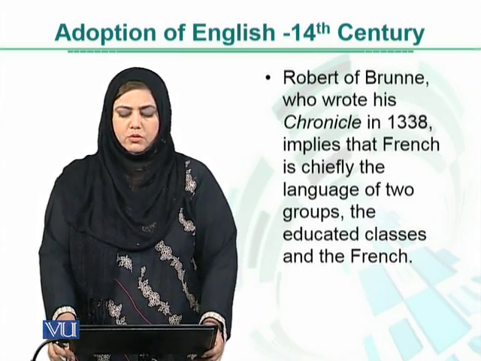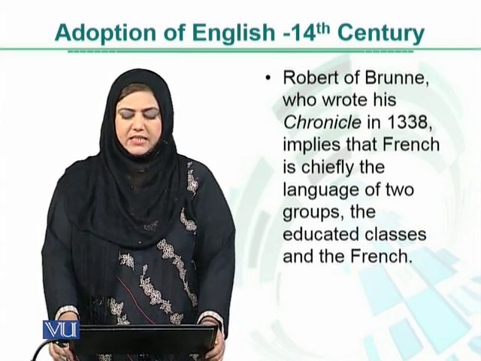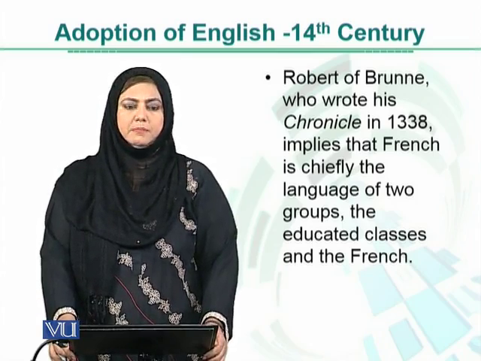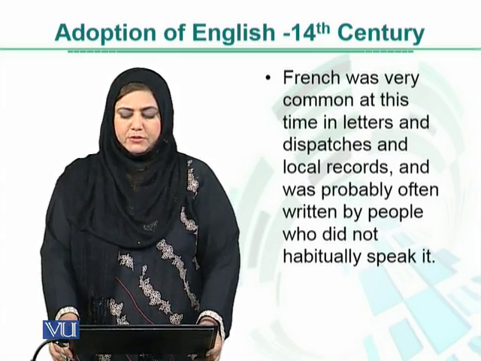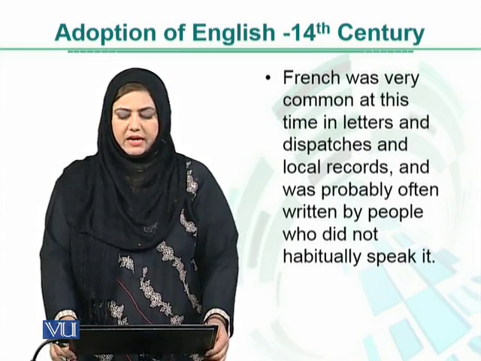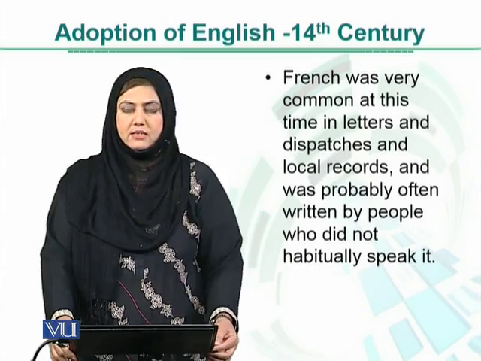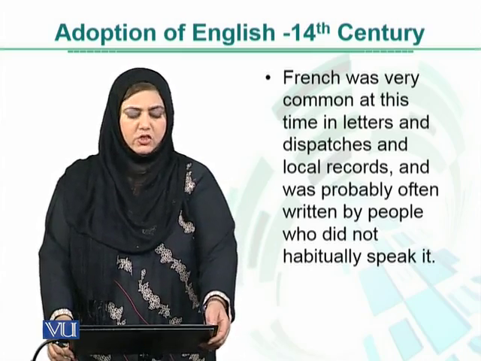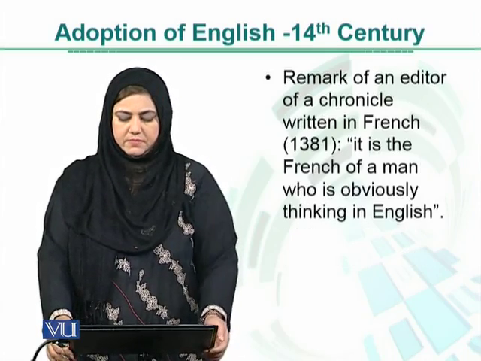Robert of Brunne, who wrote his chronicle in 1338, implies that French is chiefly the language of two groups: A, the educated class, and B, the French people. In fact, French was very common at this time in letters and dispatches and local records. So, the official documentation, the official letters, even the formal personal letters, would be written in French, but habitually, people would not speak French.